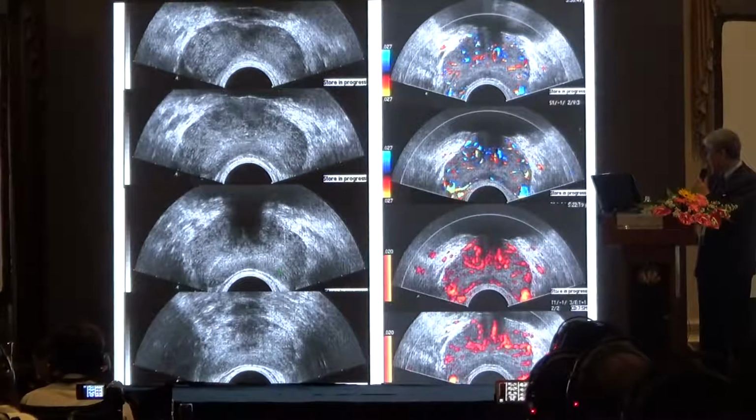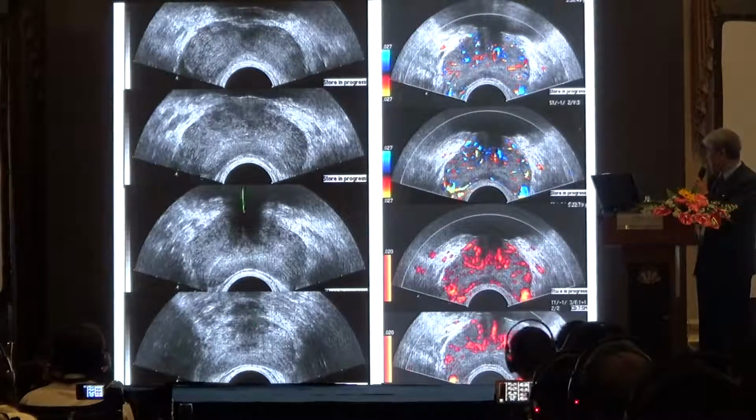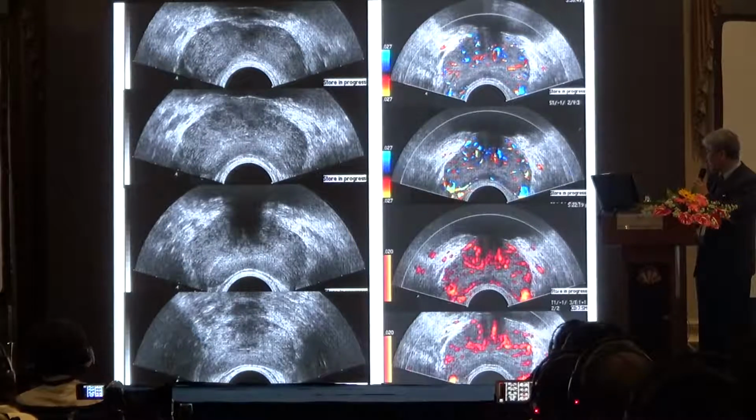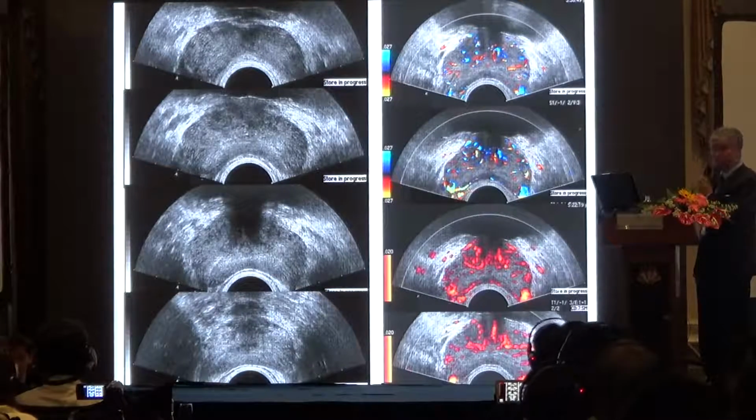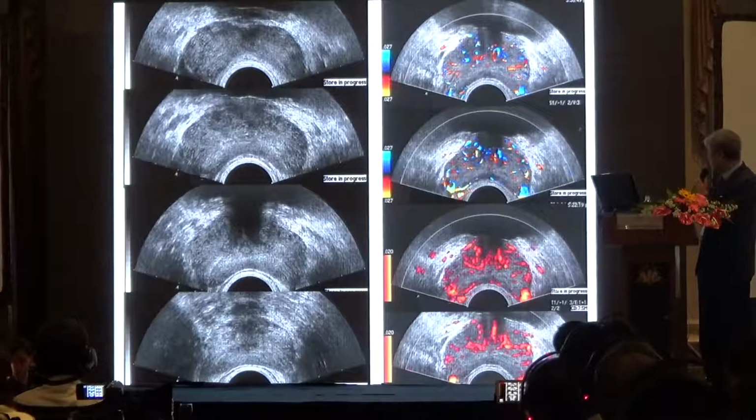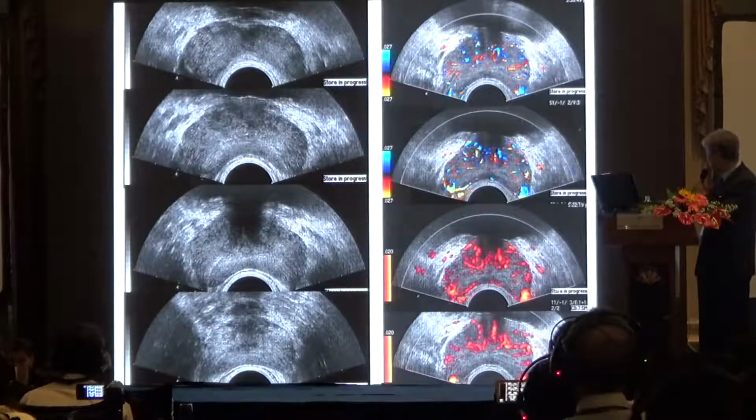With those zonal concepts in mind, this is an axial transrectal ultrasound from the upper part, the base, to the apex. With grayscale ultrasound, there is very homogeneous echo density. This is color and power Doppler ultrasound, and there are basically two groups of vessels. One group is in the peripheral portion, and the other group of vessels is in the central portion.